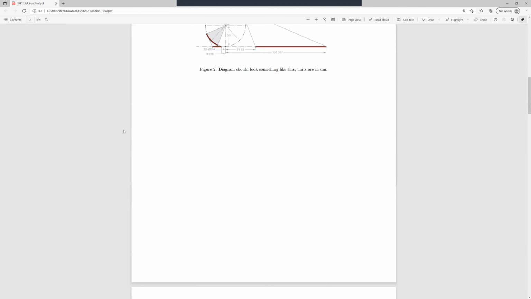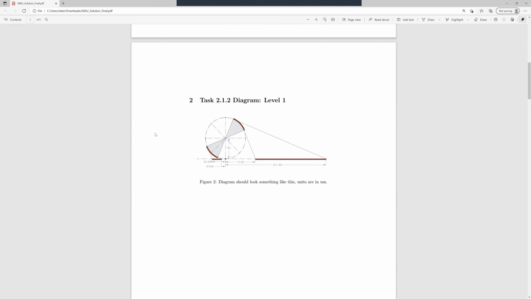For the next task, we simply rotated the cylindrical projection of the electrodes.